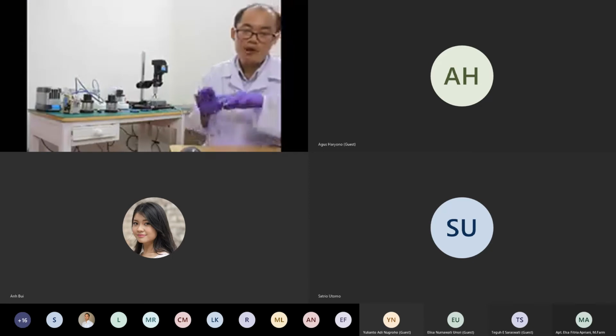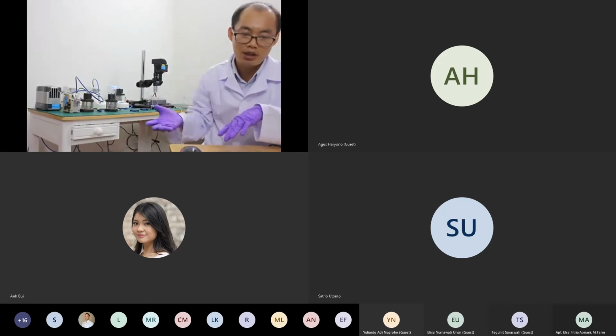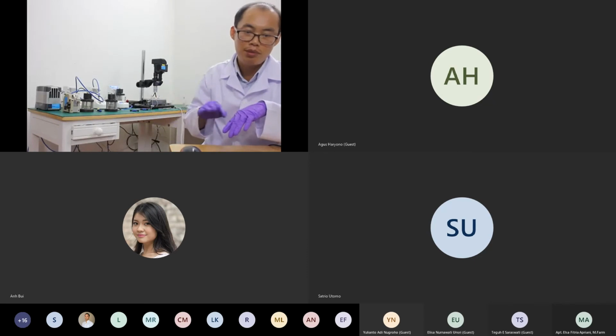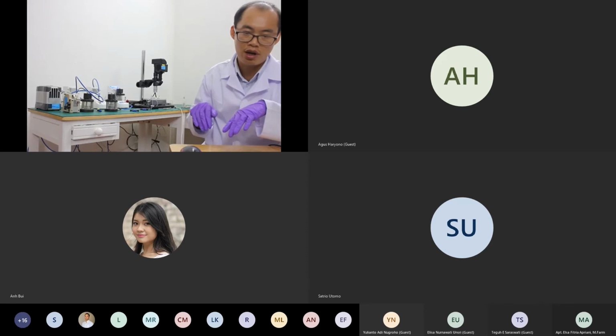So it's made by glass and quartz, depending on the application. Basically it's made by glass, but in case of photo reactions like UV degradation processes, we also provide the quartz type.